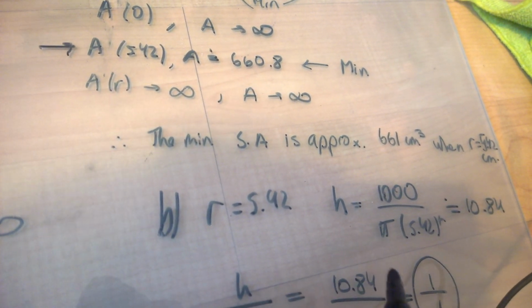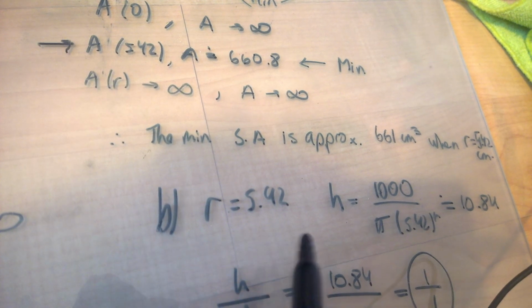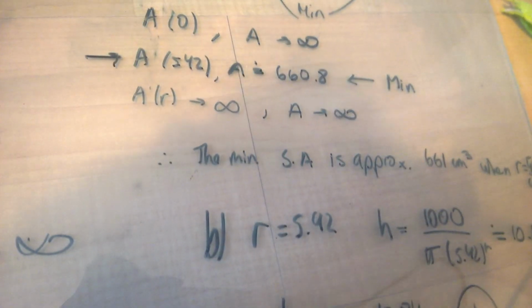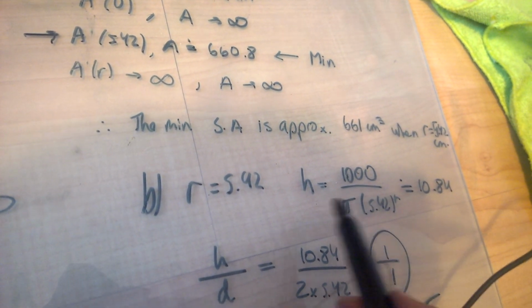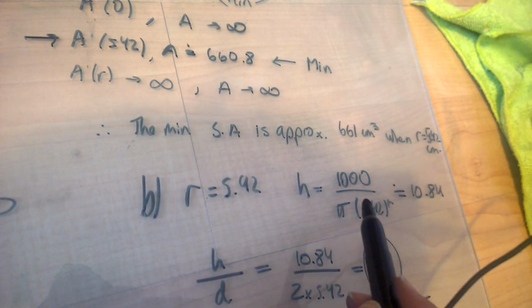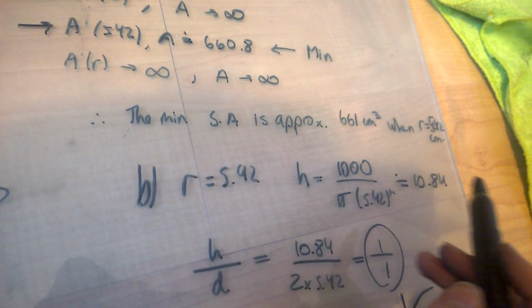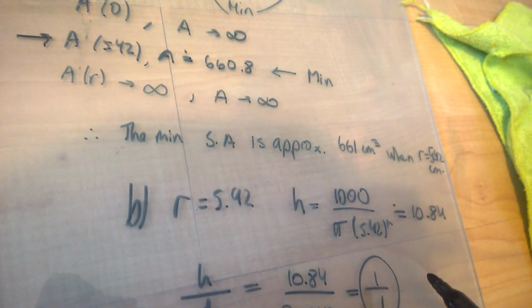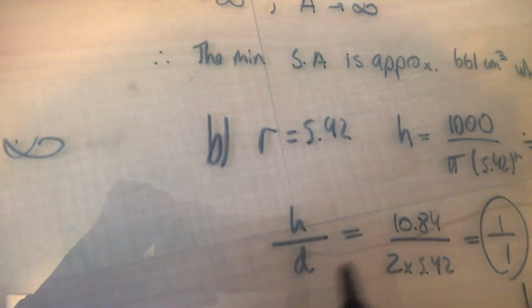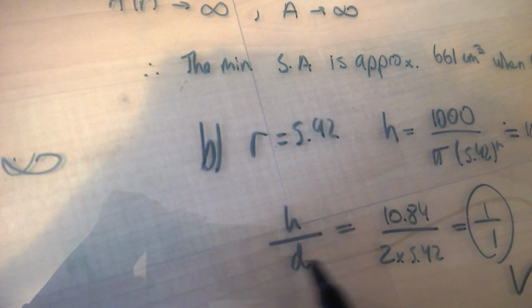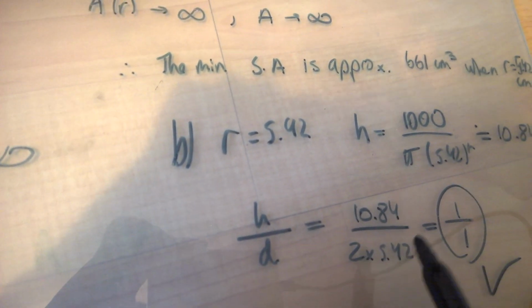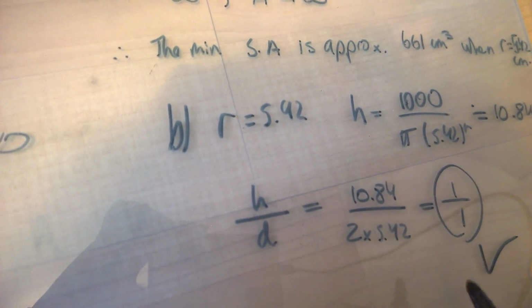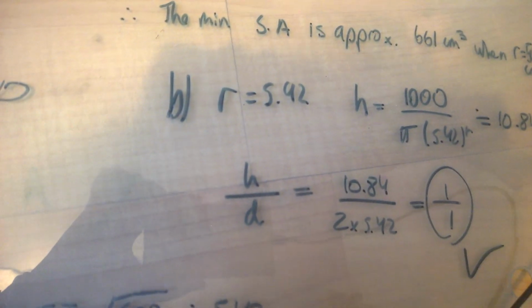For part B, we are asked to find out if the dimensions we got meet the requirements of the department. So we get that r is equal to 5.42, and h is 1000 over pi times 5.42 squared, and this is approximately equal to 10.84. So we have to do the ratio of height over diameter, and this is 10.84 over 2 times 5.42, which is 1 over 1. Therefore, it does meet the requirements of the department.